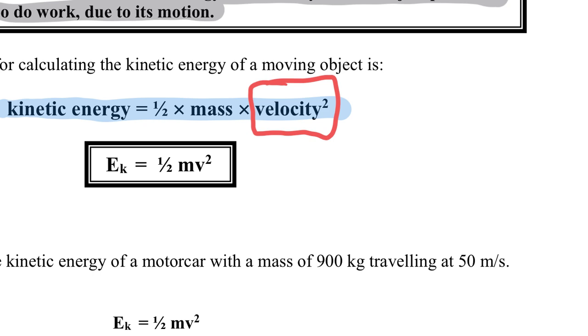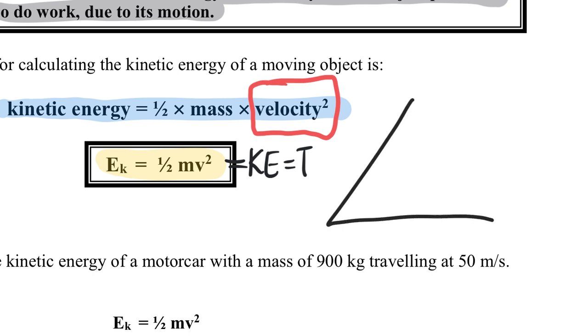The formula that we use is EK equals a half mv squared. Some textbooks also use KE, and advanced textbooks even use T. But we're going to use E subscript K. The capital E is energy, and the K is the type of energy.